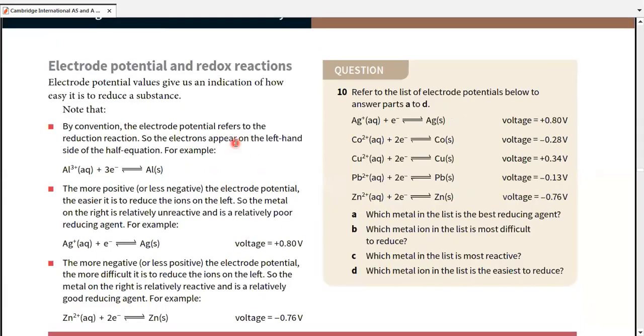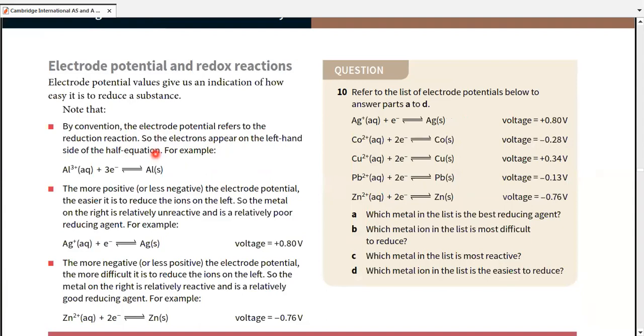Electrode potential and redox reactions. Electrode potential values give us an indication of how easy it is to reduce a substance. For example, let's take a look. By convention, the electrode potential refers to the reduction side, reduction reaction. So by convention, it's not important that everything goes to reduction. No, that is not important.